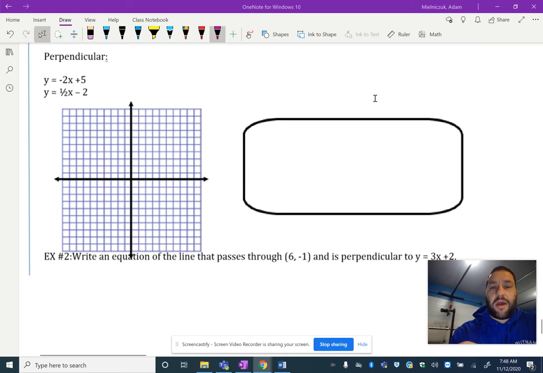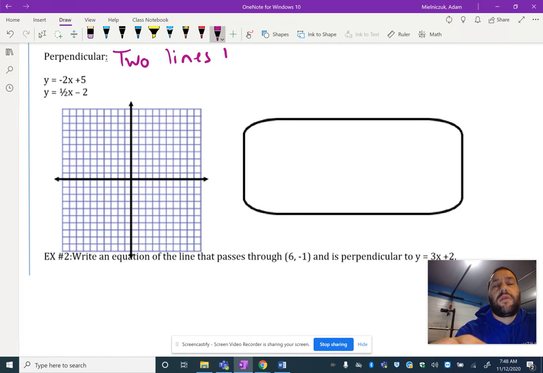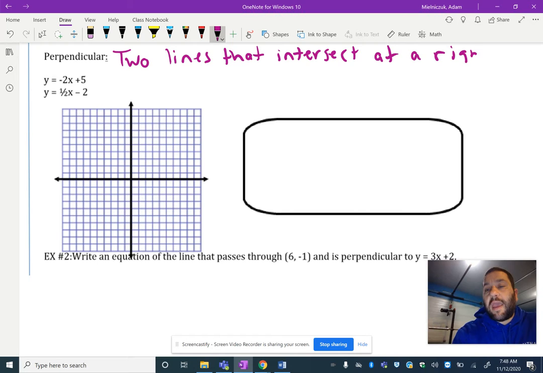All right, so we talked about how parallel lines are two lines that never intersect. Perpendicular are two, not or more in this case, so two lines that intersect at a right angle. Okay, that's very important. A right angle, or 90 degrees, because a right angle is 90 degrees.